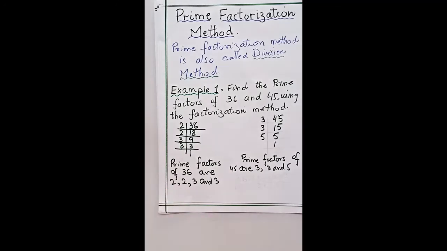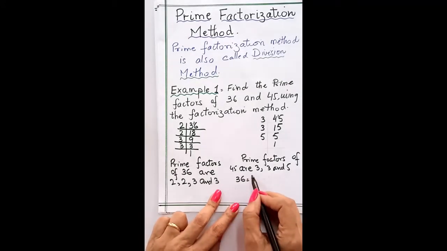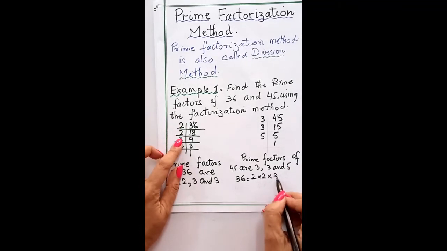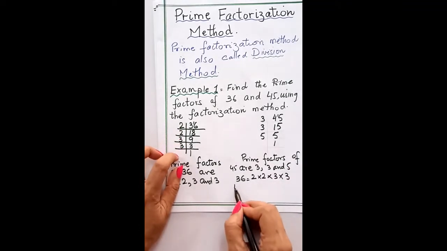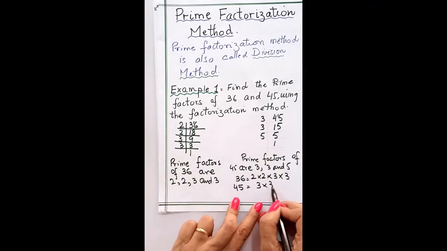So students, the prime factors of 36 and 45: prime factors of 36 are 2 multiplied by 2, multiplied by 3, multiplied by 3, and prime factors of 45 are 3 multiplied by 3 and multiplied by 5.